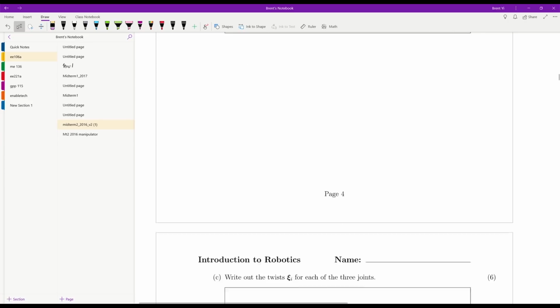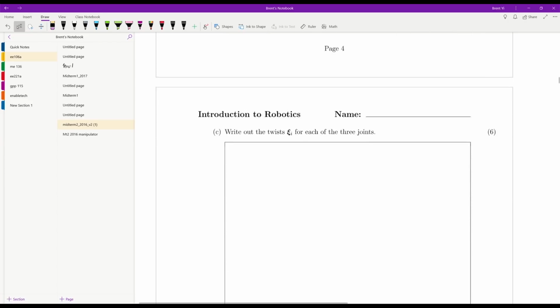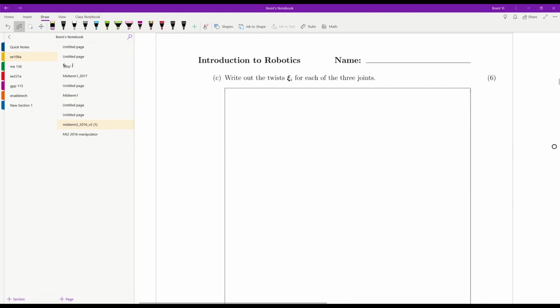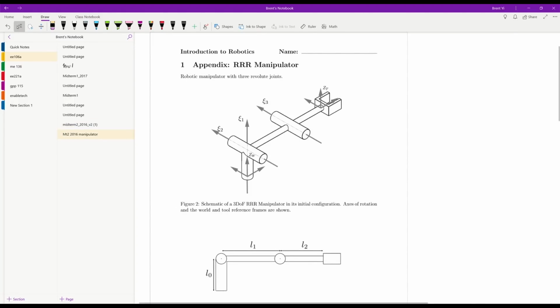So let's look at part C. Part C wants us to find each of the twists for the 3 joints. Let's just do this directly on the diagram. So we want to find the values of twist 1, twist 2, and twist 3. We know that the form of a twist is some linear component at the top and then an angular component at the bottom. This linear component for revolute joints we can also often find with negative omega cross Q.